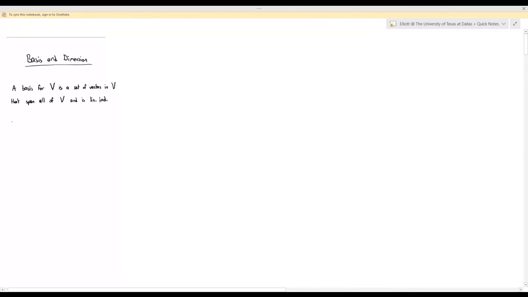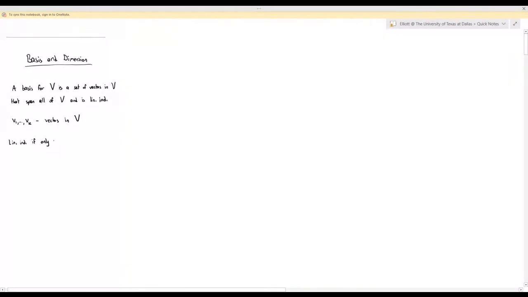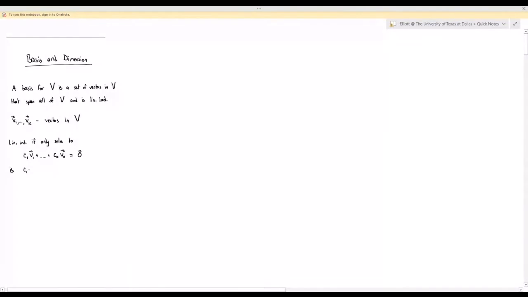And then let's just recall if you have some vectors v1, let's say v1 through vk. So let's say these are vectors in V. And then remember to be linearly independent, you can say the vectors are linearly independent if the only solution to this equation, let me put arrows on top to emphasize they are vectors, where you have a combination set equal to 0 is the trivial solution where all the coefficients are equal to 0.